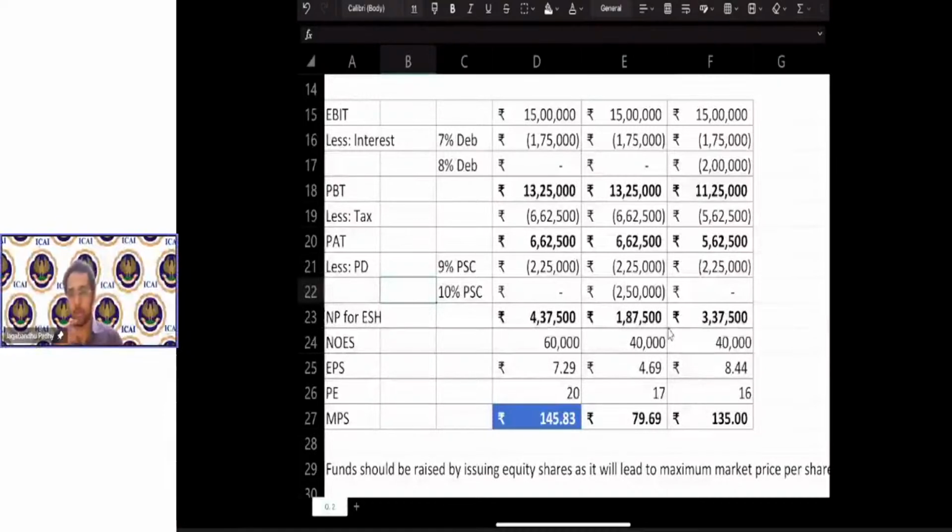Yeah, understood. Absolutely. Shubham is asking which one is more reliable, EPS or MPS? Shubham, it is the MPS perspective which is more reliable if you have the PE ratio available with you. If you've got the PE ratio available with you, always calculate the market price per share and then decide which plan is to be chosen.